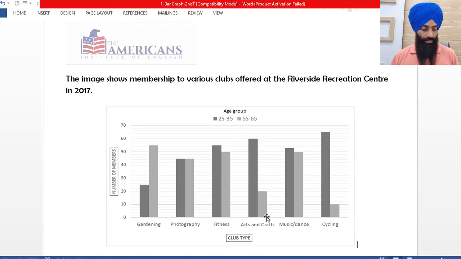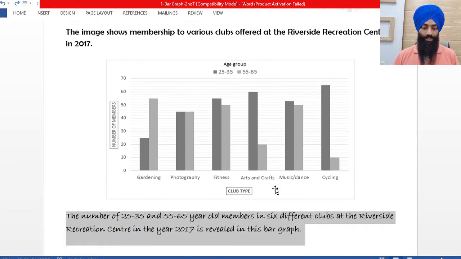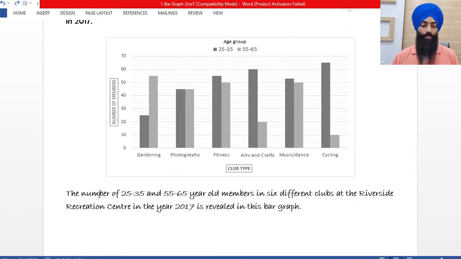So how can I start my introduction? I can write something like this. The number of 25 to 35 and 55 to 65 year old members in 6 different clubs at the Riverside Recreation Center in the year 2017 is revealed in this bar graph. Okay, so that's a good solid introduction.